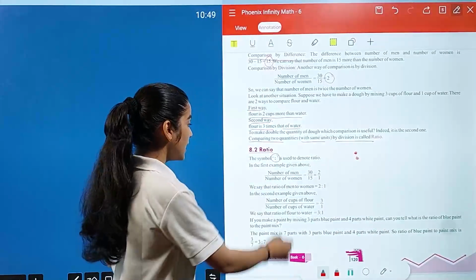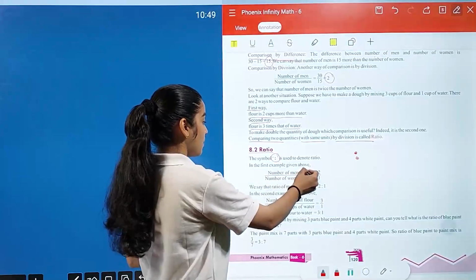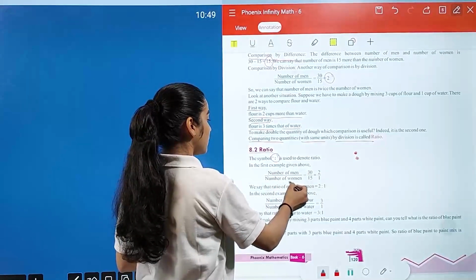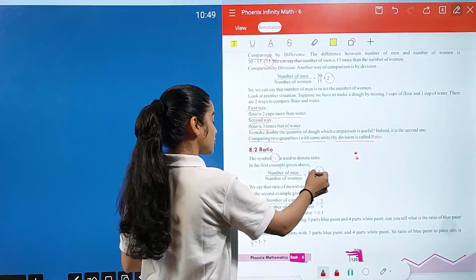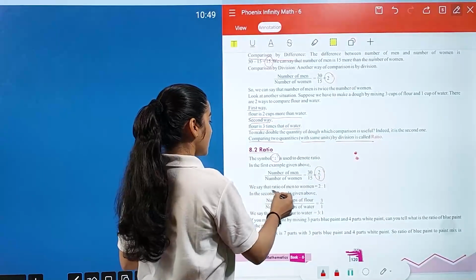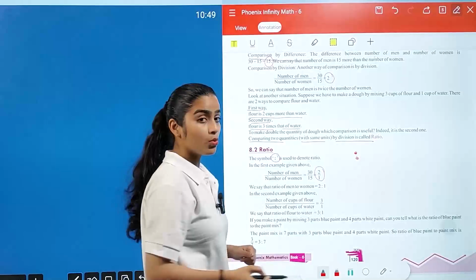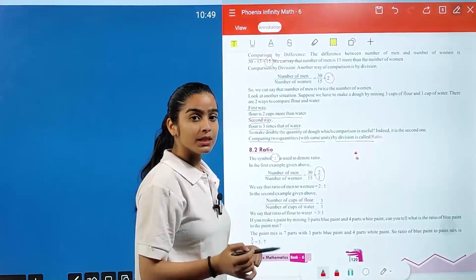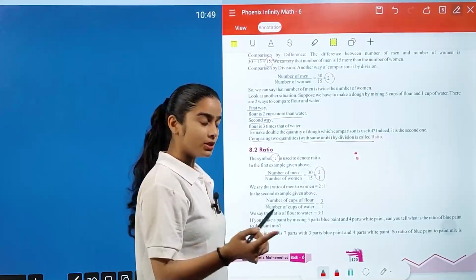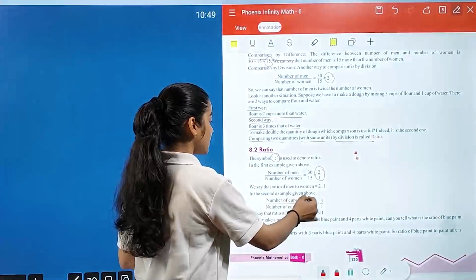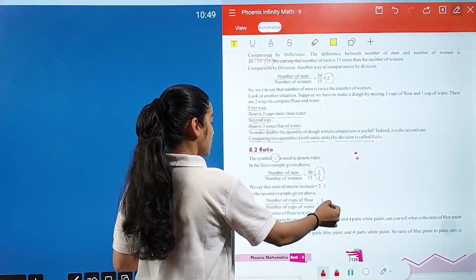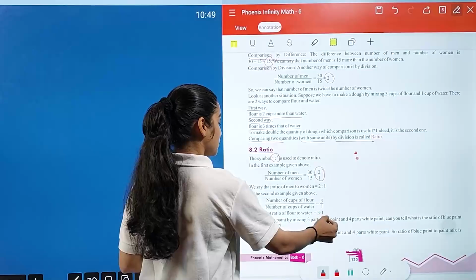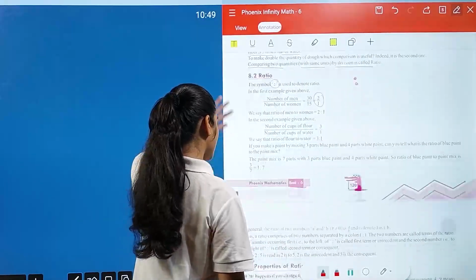We can also say that in the first example given above, the number of men is 30 and the number of women is 15. So the representation is 30 by 15, and the simplification of this fraction is 2 by 1. We say that the ratio of men to women is 2 is to 1. Your numerator will be written first and your denominator second. In the second example, the number of cups of flour is 3 and the number of cups of water is 1. So 3 by 1.